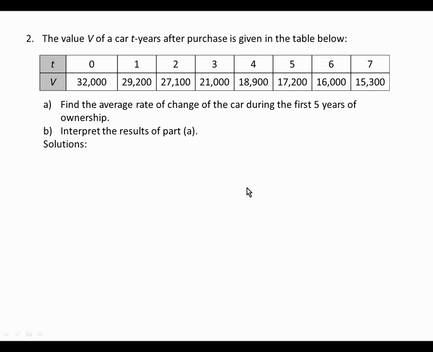So our solutions. Okay, for part A, the average rate of change of the car during the first 5 years of ownership. So I want V of 5 minus V of 0 over 5 minus 0. Okay, 5 minus 0 is 5. V of 5, according to the table, is 17,200. V of 0 is 32,000. So that's 17,200 minus 32,000 all over 5.